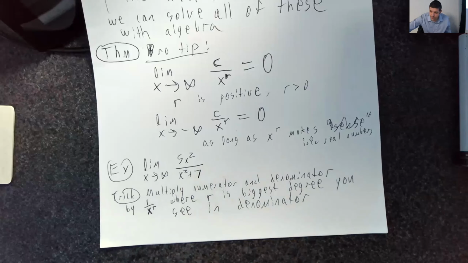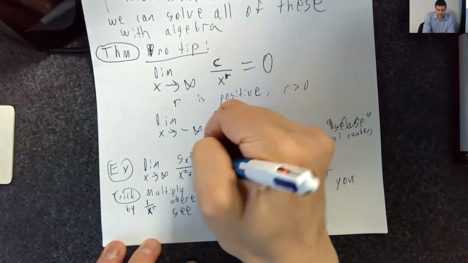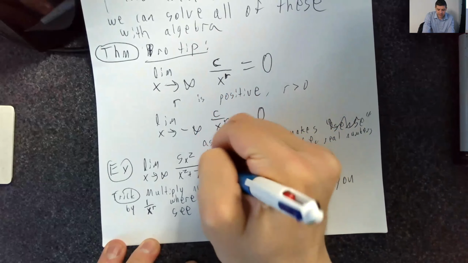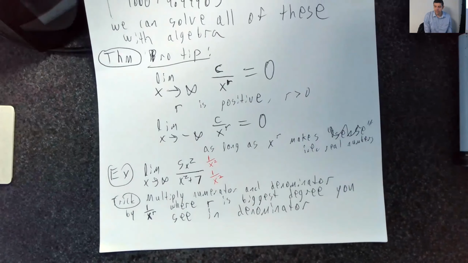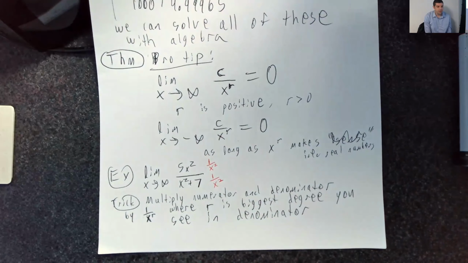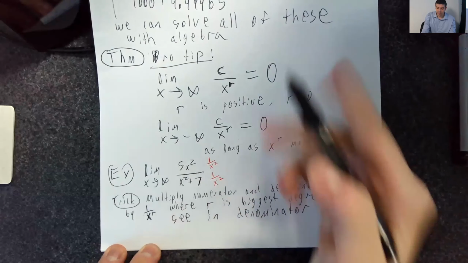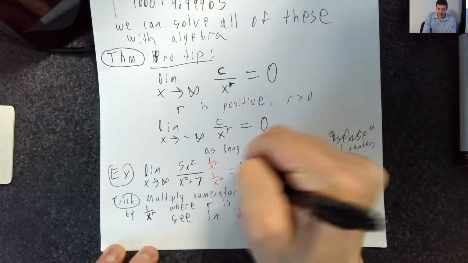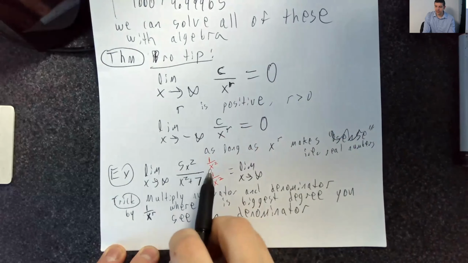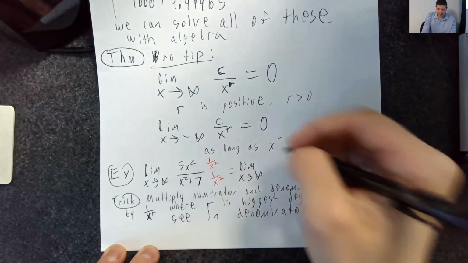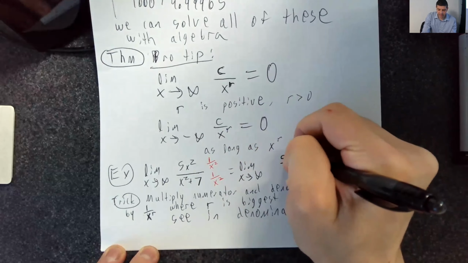So what we're going to do is multiply the numerator by 1 over x squared, and multiply the denominator by 1 over x squared. Look what happens. We get that the limit as x goes to infinity, what's 5x squared over x squared? 5. So the numerator becomes 5.